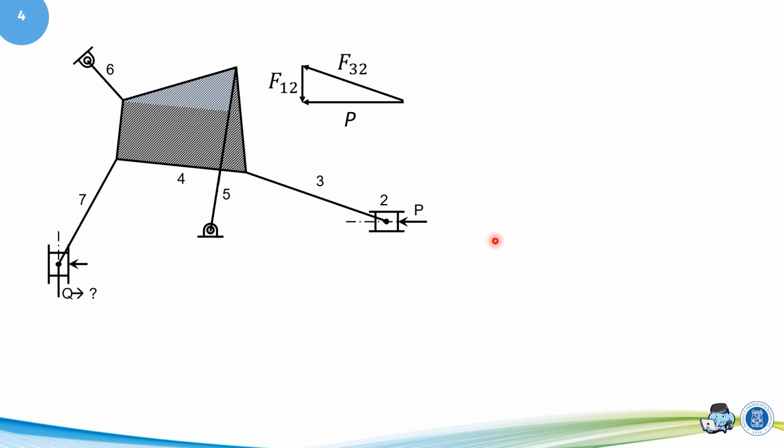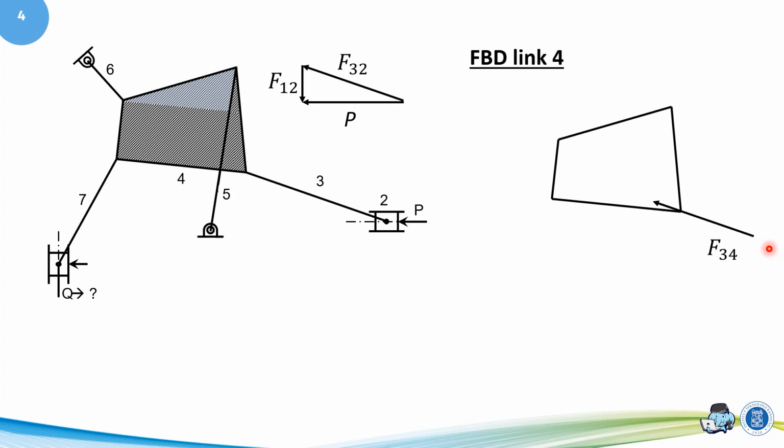After link number 2, we move to link number 4. We draw the free body diagram of link number 4. There is F34. We know its magnitude and direction because we know the magnitude and direction of F32, and we know that link number 3 is in compression. We know the direction of F54 because link number 5 is a two-force member, and for the same reason we know the direction of F64 and F74.